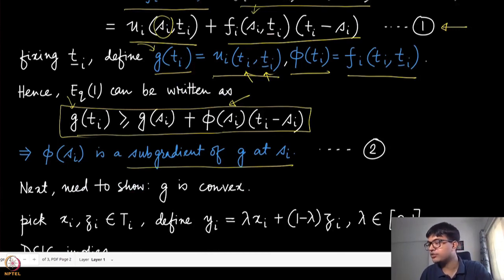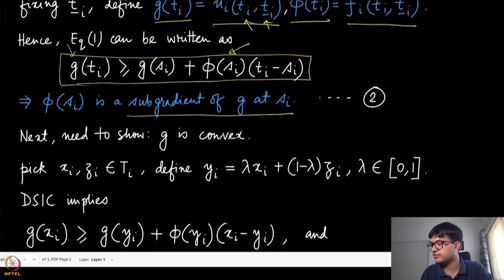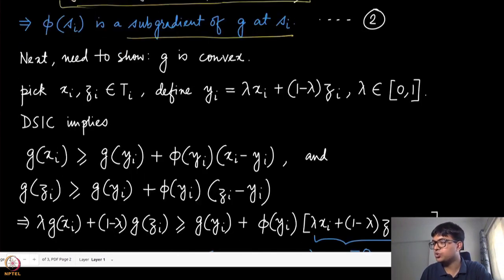So let us now try to see why g is convex. Okay, so to do that, let's do the following thing. Let us pick two arbitrary points xi and zi in the type set of player i, and define a convex combination of that and denote that with yi. So we have a convex combination of these two points xi and zi, and that is defined as yi.